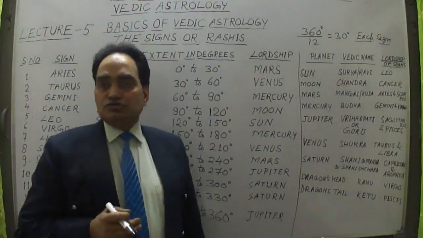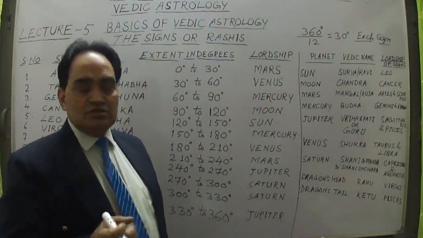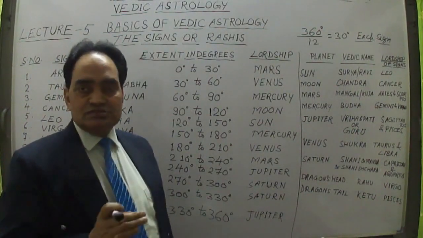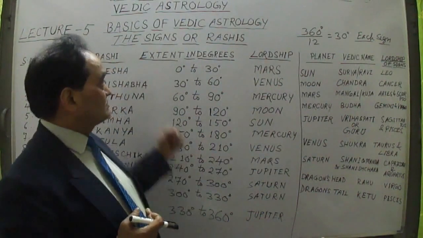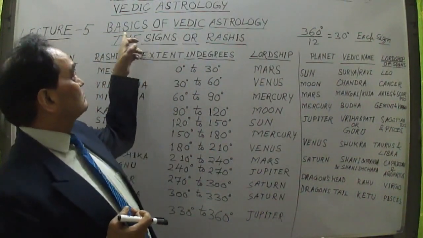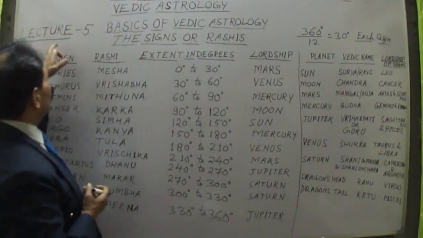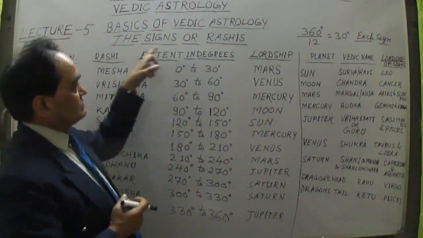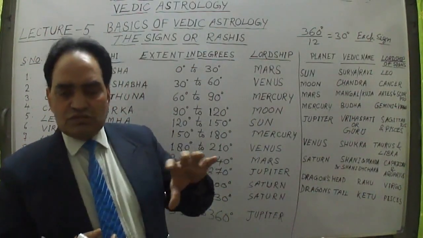Okay, to make a horoscope, there is a requirement of 12 signs or Rashis. In Vedic astrology, they are known as Rashis, or in English, they are known as signs, S-I-G-N-S. So I've written down here basics of Vedic astrology. This is lecture number 5. The signs or Rashis. What are the signs or Rashis according to the degrees?